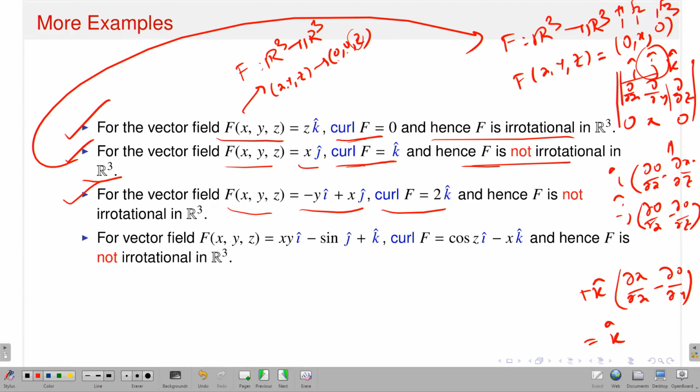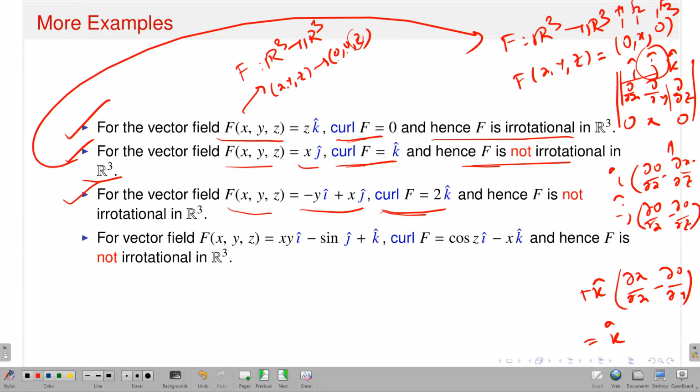So, what is the component function? The first component function, that means small f1 is minus y, small f2 is x, and small f3 is 0. You just calculate the determinant. So, curl of f turns out to be 2 times k cap, and therefore, it is non-zero. So, therefore, f is not irrotational. It is expected, I know that rotational kind of things.